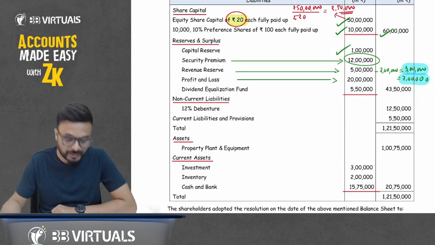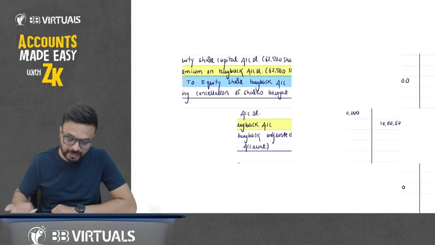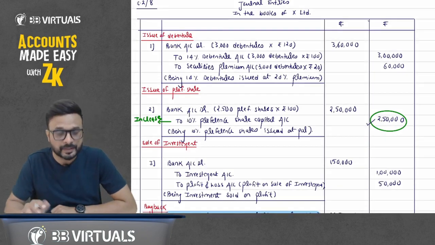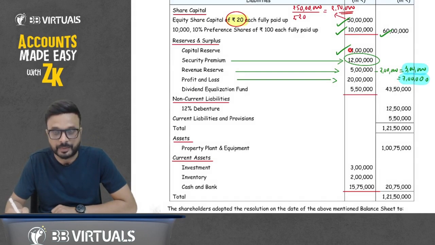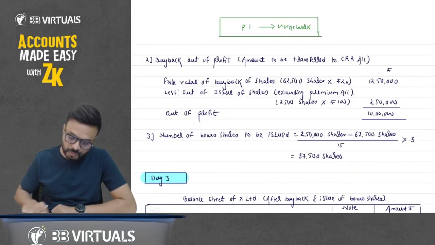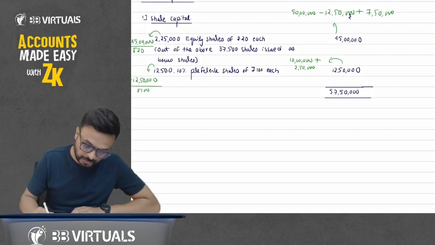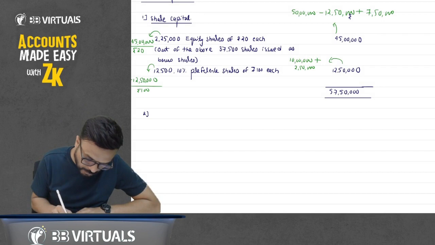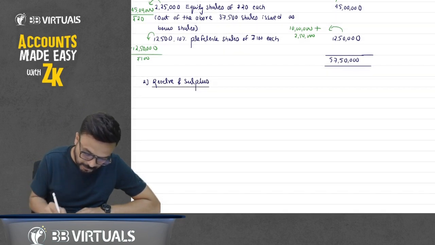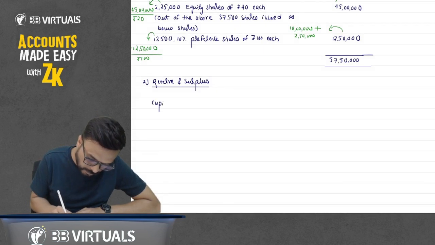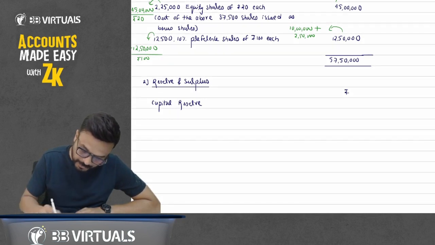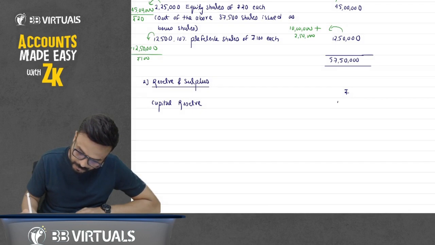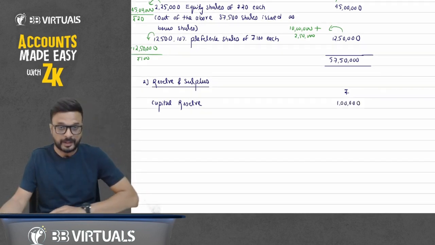First, you have capital reserve, which is given. How much is given? 1 lakh. But when you see the journal entries, we have not done any adjustment in the capital reserve account. The figure will be as it is, that is 1 lakh rupees. So give the heading for notes to account number 2, that is reserve and surplus. Write down first capital reserve in the outer column, 1 lakh rupees.